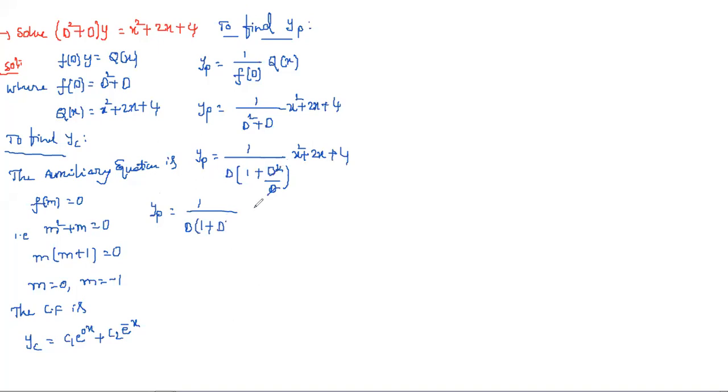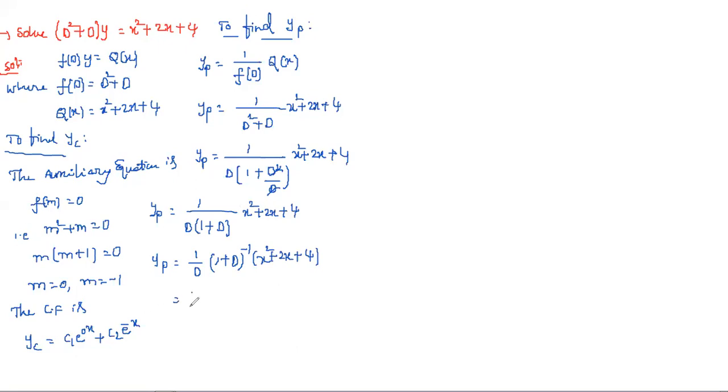So (1+D)(x² + 2x + 4). Next, yp equals 1 by D, and take this one into the numerator. So it changes to (1+D)^(-1)(x² + 2x + 4). So already this is in the form of (1+x)^(-1), what we applied for the previous problem, the same one.